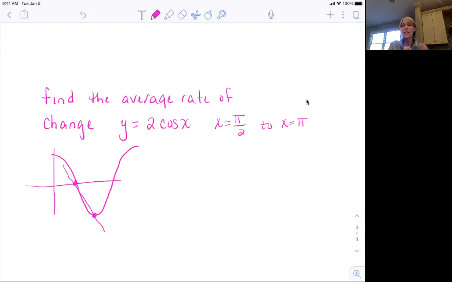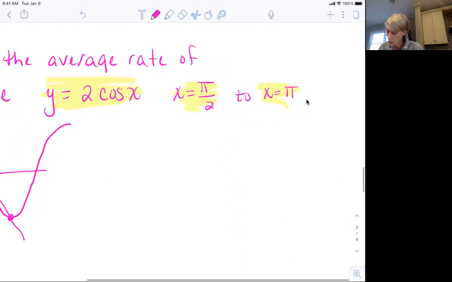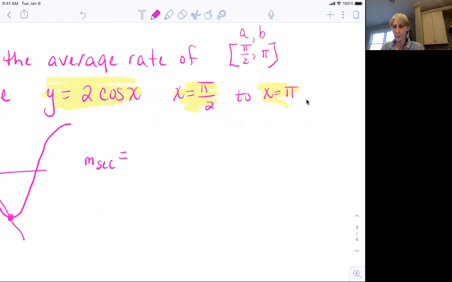Notice you really don't even need the picture. You can do this without the picture. As long as you have the function and the interval, you can set it up. So the slope of this secant line is going to be f of b. Now in this case, this interval would be pi over 2 to pi. There's your a value, there's your b value.